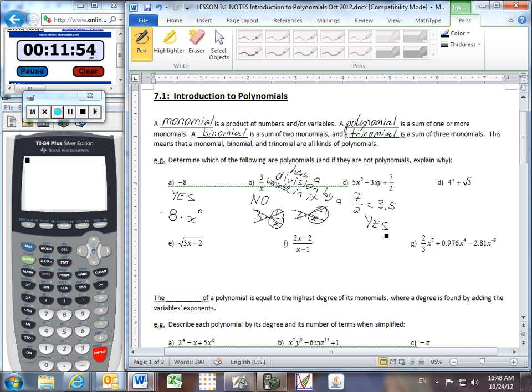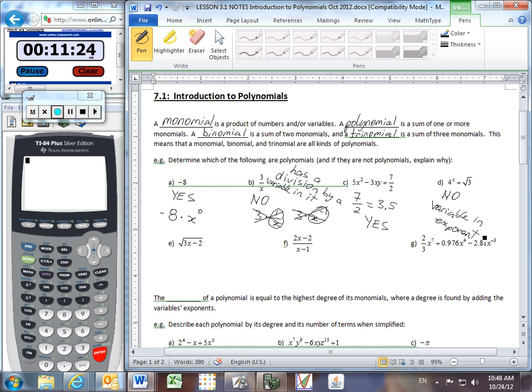Part D, we have 4 to the power of x. Now, you'd be correct if you thought, well, you can express this as a product, 4 times 4 times 4 times 4, a total of x times. But because we don't know what x is, then we have to say, no, it is not a polynomial. This is actually known as an exponential function, and we'll study them in the second semester. Okay, so I'll say we have a variable in the exponent, and that's not allowed to classify it as any kind of polynomial.